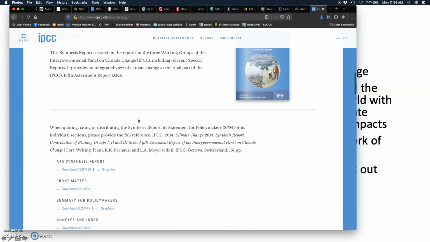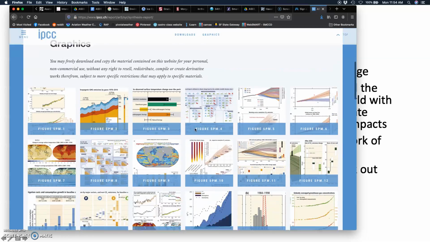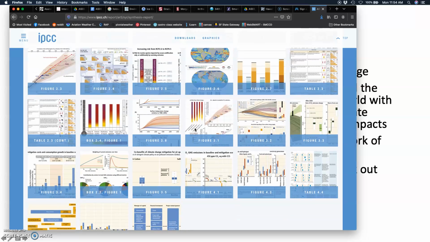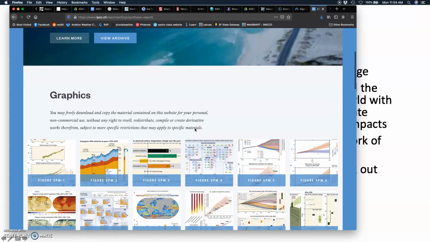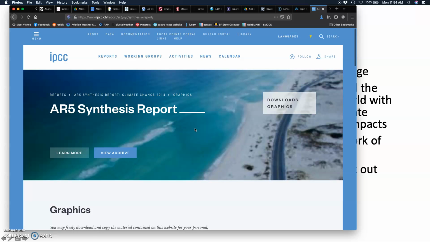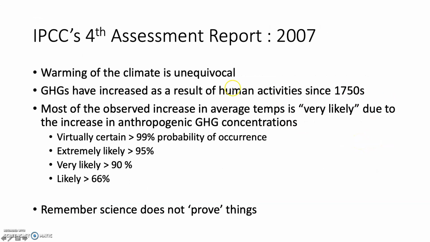Basically, I mean, they say a lot of things, yes, but you can look at the various graphics that they have within the report. So if you're a very visual-oriented person, this would be the place to go. But I would definitely encourage at least skimming through some of the details that they have in the whole report. So I encourage you to check this out and have a look. But I'm going to highlight a couple of things that they have said in previous reports.